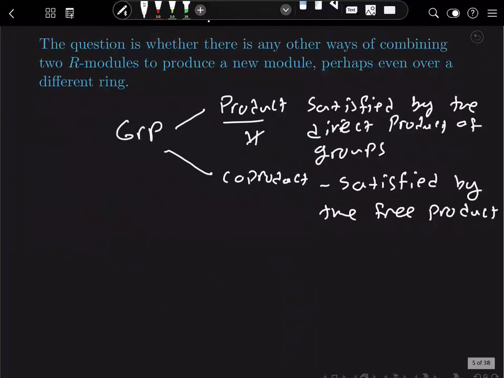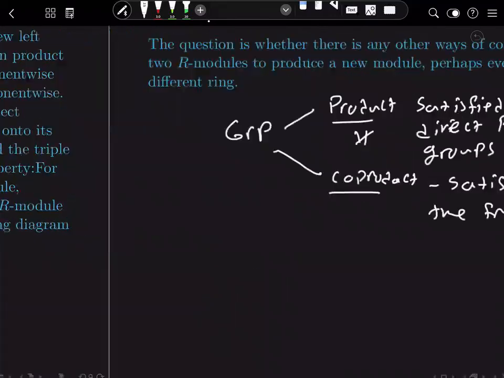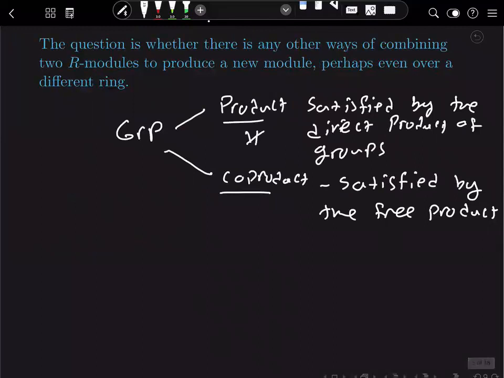Coproduct will satisfy the dual of this diagram, right? So it'll be the same diagram with all arrows reversed. And that's satisfied by the free product, which we won't talk about today, but it's an interesting construction. So we see in Group that we have these two notions of a product and coproduct, and they lead to different constructions that satisfy these two universal properties.